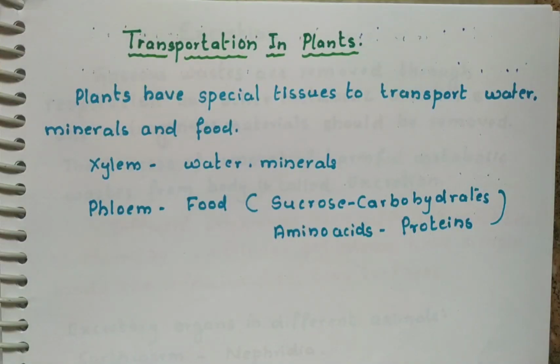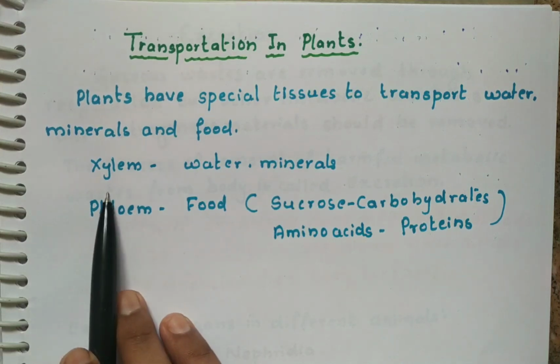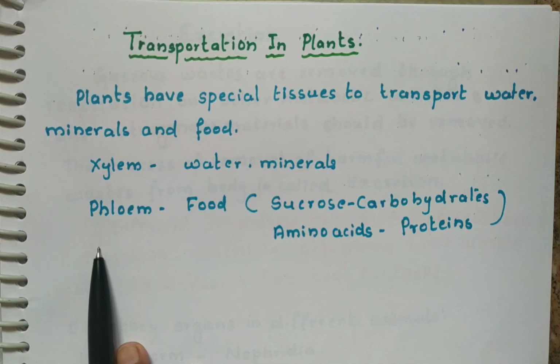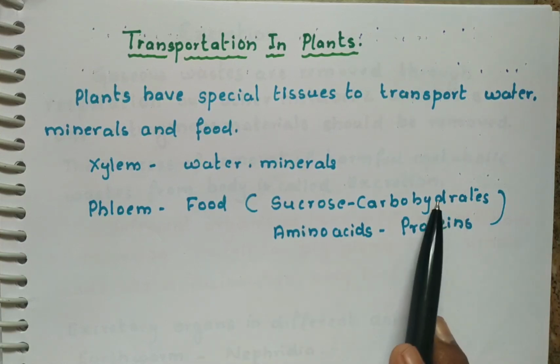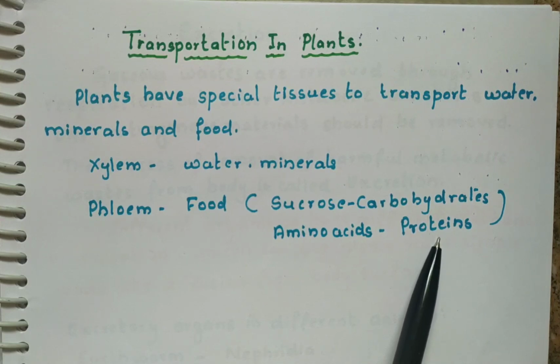And there is also a transportation system present in the plants. They have to transport the water and minerals which are required for photosynthesis from the roots to the leaves where the food is synthesized. So plants have special tissues to transport the water, minerals and food. Xylem transports the water and minerals. Phloem transports the prepared food, in the form of sucrose, carbohydrates, and amino acids, that are proteins. So carbohydrates and proteins are transported by the phloem.